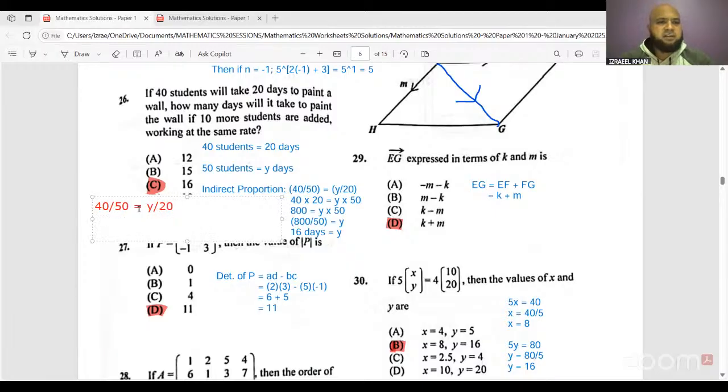Easier way is just carry the 20 across. So 40 over 50, and I multiply by 20, okay, to get Y. Because 20 is divided, carrying it across it becomes multiply. And we just work it through from there. So 40 by 20 will give me what, 800. And I divide by the 50 below.